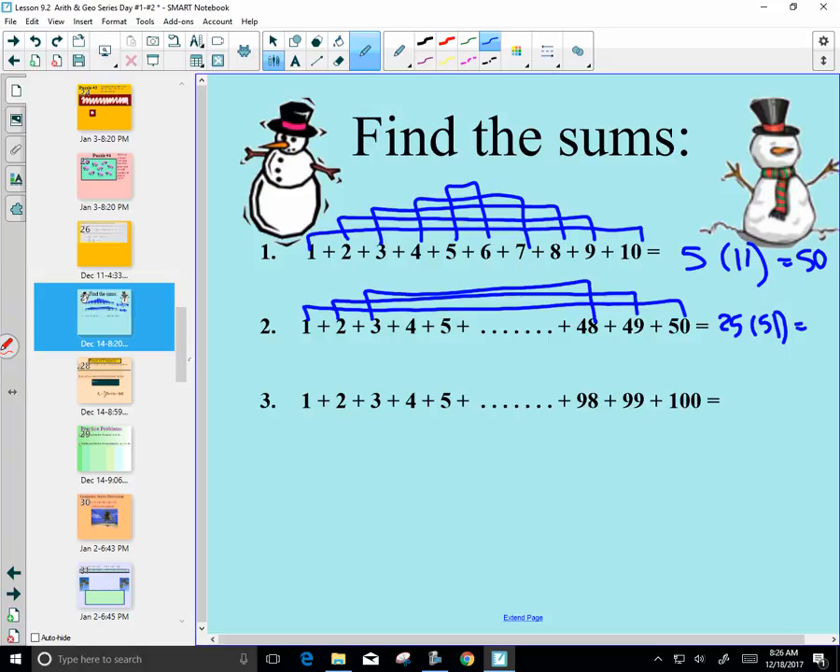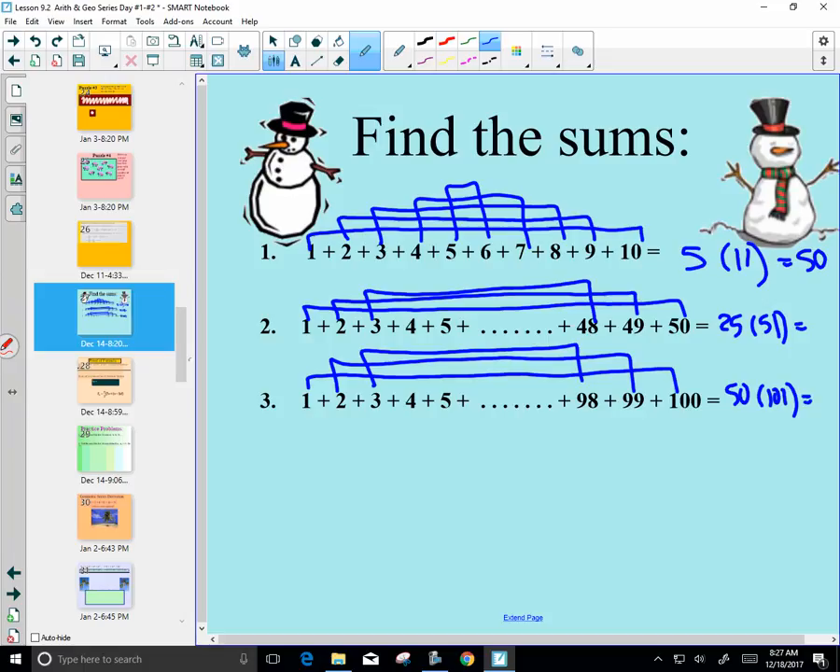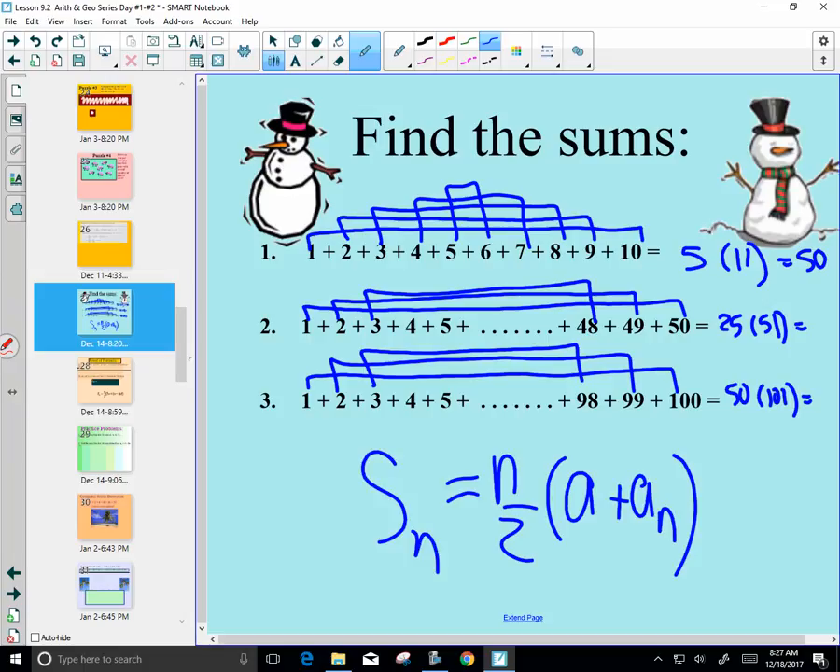But how about the first 100? What do you think that's going to be? 1 and 100, 2 and 99, 3 and 98. How many 101s are we going to have? 50. So what pattern do you see? You take the total and divide it by 2, and then you add what two together? First one and the last one. There it is. That's the sum formula for that.